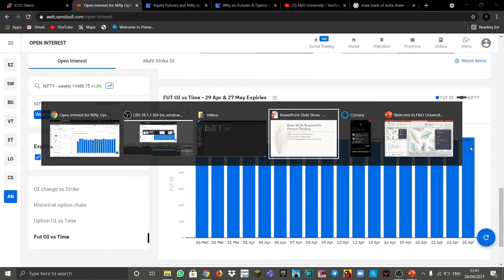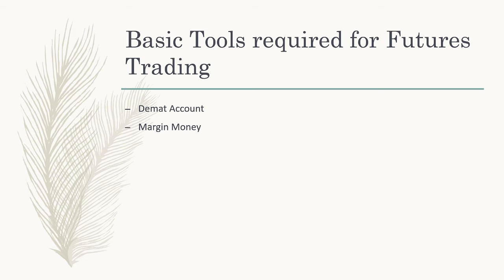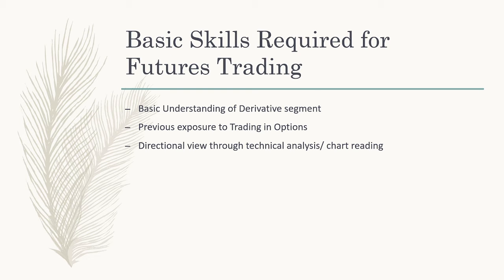Let's see what else do we have. So what are the basic tools required for futures trading? You require just two basic tools: a demat account, and you need to have margin money to be able to trade in futures. What basic skills are required for futures trading? You need to have a basic understanding of the derivative segment, which is futures and options. You can read that. I will show you in the next slide where exactly you can read about futures and options.